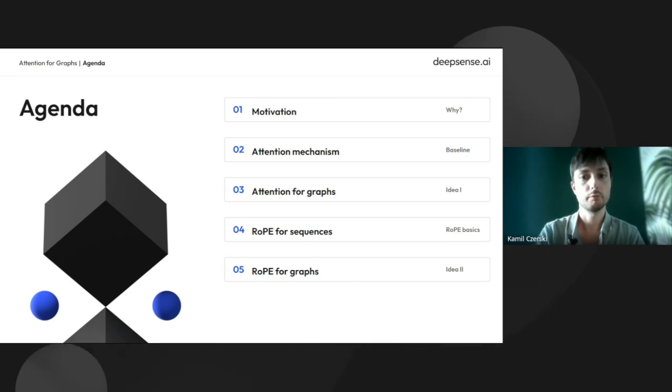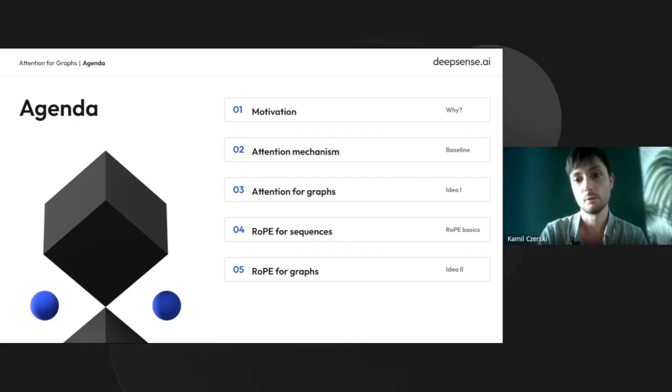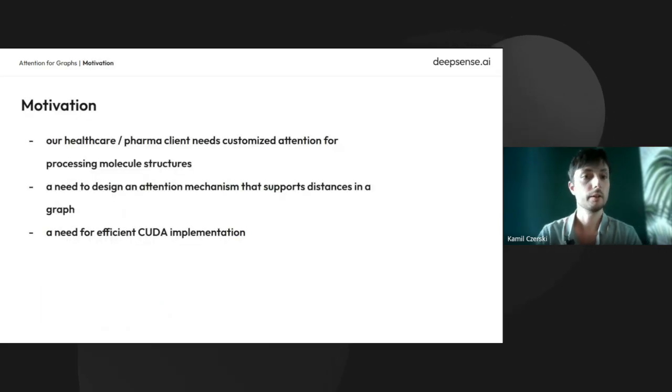Then we will go through the implementation of this attention mechanism in graphs, what is lacking in attention that we have to modify to be able to support graphs. And then we will go into a more interesting and advanced topic, RoPE and its application for attention in graphs.